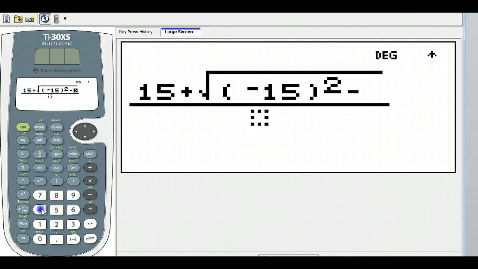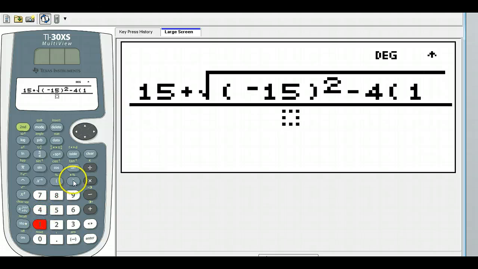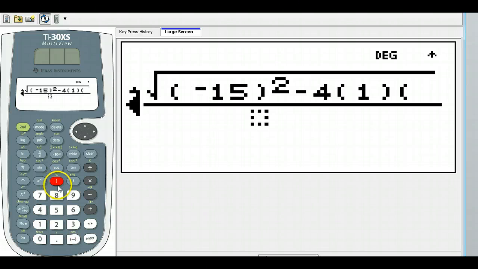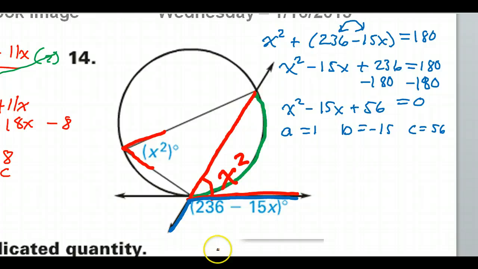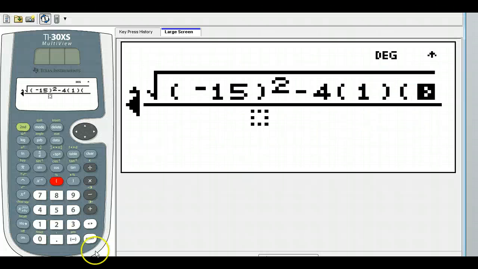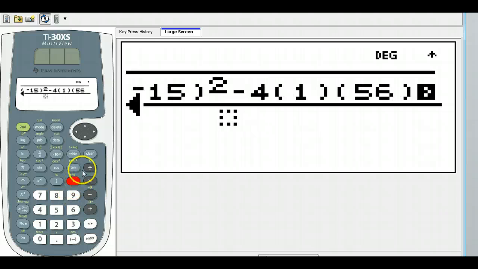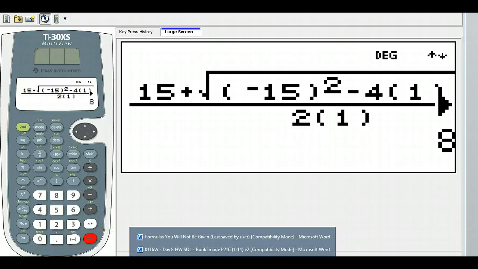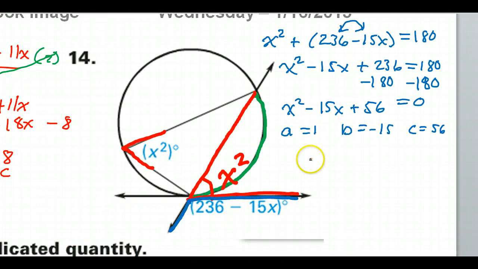And that's minus 4ac. There's that 1 again. I don't really need to write that, I'm just putting it to be thorough. And then c, let's see, what was c? C was 56. All over 2a, so that's 2 times 1. And just hit enter, and we get 8. Well, that was just like the last problem. So the answer is probably simply 8, but that's definitely one of the answers, x equals 8.